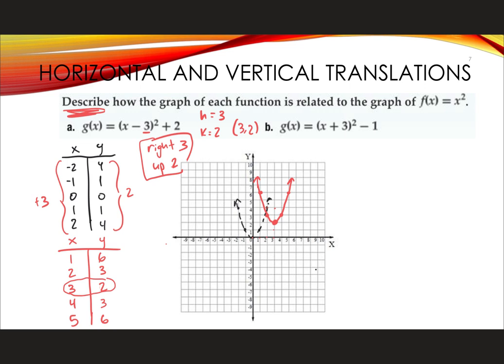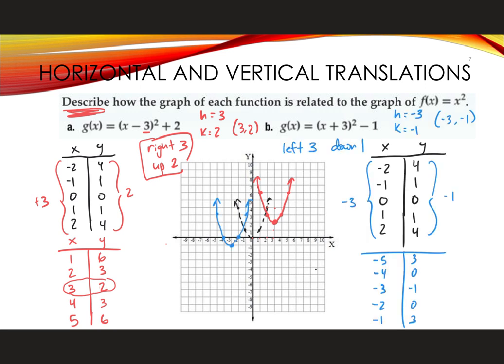All right, you guys go ahead and do B. And there's your blue graph. We went left 3, down 1. So as far as your descriptions, if you're asked to describe how the graph transformed, we went left 3, down 1. And you can see that from the points and from the math.